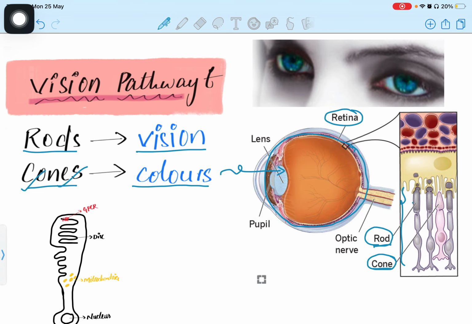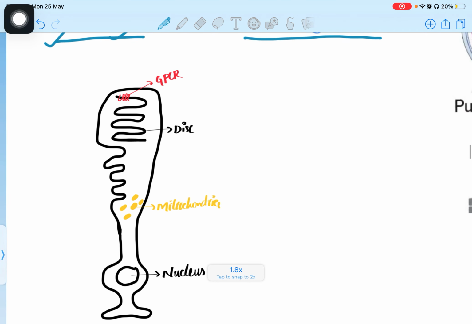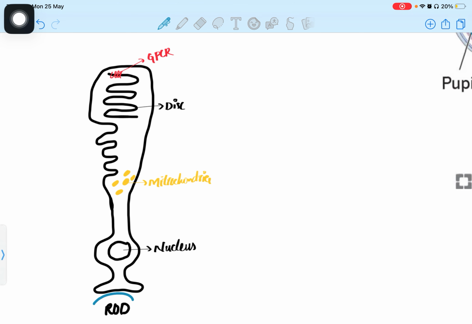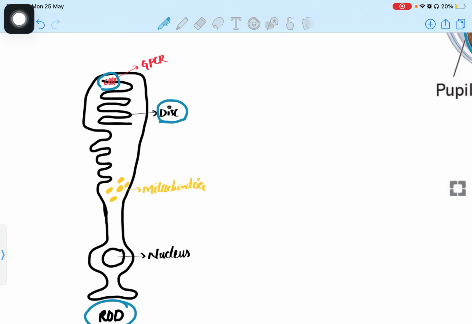In this periphery region, you can see where the rod and cone cells are attached in this manner. When we try to understand how the vision pathway exactly happens, we need to know about the rod cell, how the rod cell looks. You can see there is a disc present. On this disc, there is one GPCR receptor. This GPCR receptor is also called rhodopsin.